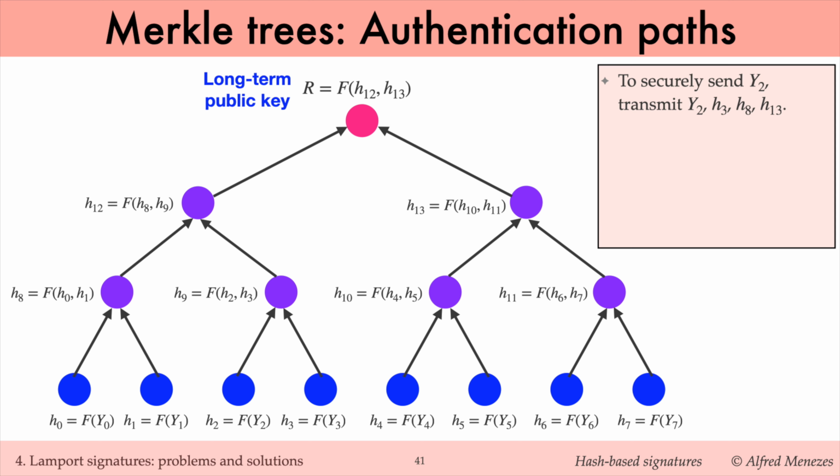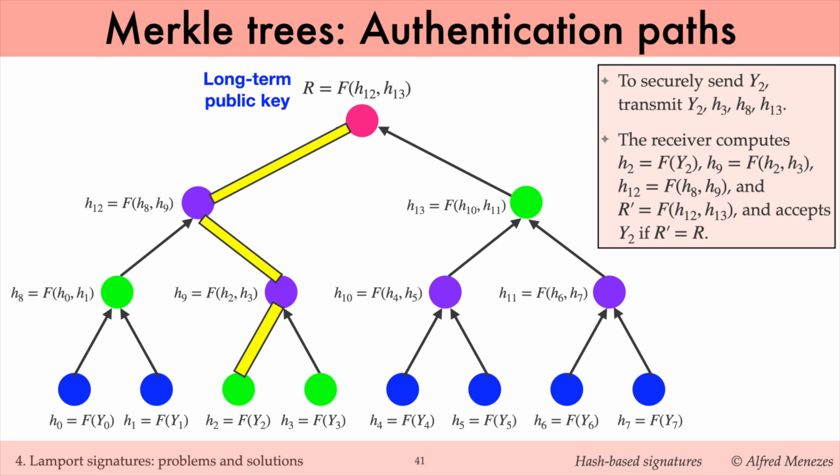Suppose that Alice has signed her third message, so she includes Y2 with her signature. She constructs a unique path from the leaf node H2 to the root of the tree. This path is from H2 to H9, H9 to H12, and H12 to R. Alice's signature includes the hash values assigned to the sibling nodes of all nodes in this path. So along with Y2, her signature includes H3, which is a sibling of H2, and H8, the sibling of H9, and H13, the sibling of H12.